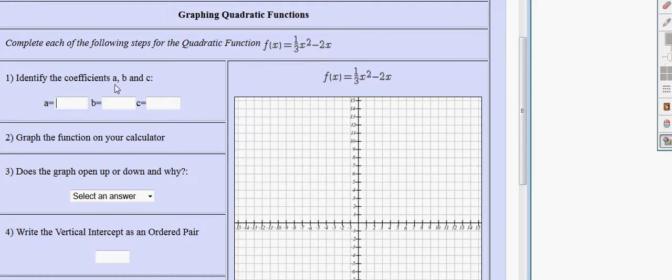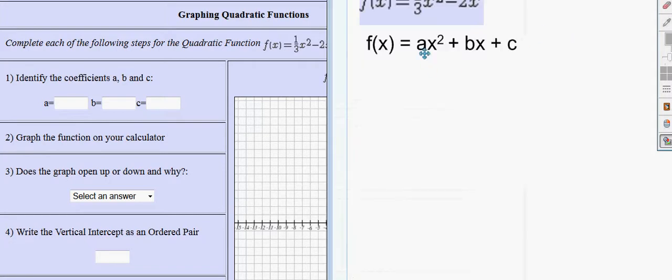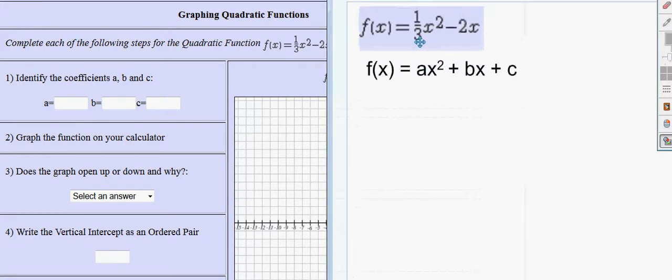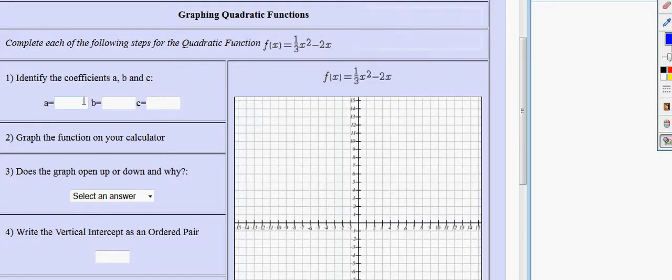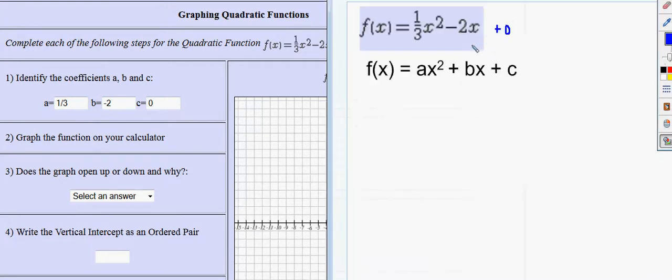So the coefficients a, b, and c are the numbers in front of the x squared term, the x term, and the constant. So a is defined to be the number in front of the x squared. So in our problem, a lines up to be 1/3, b lines up with the -2, it's the number in front of the x, and since there's no number at the end, you're supposed to assume c is 0. So a is 1/3, b is -2, and c, since there's no constant at the end, is 0.